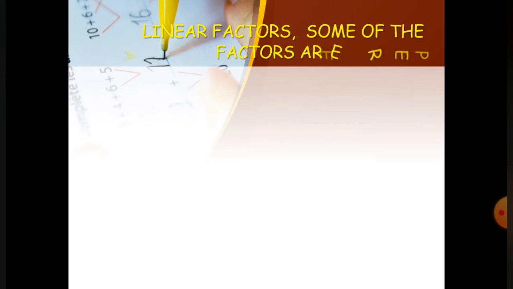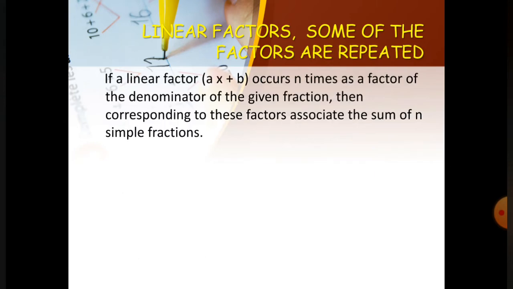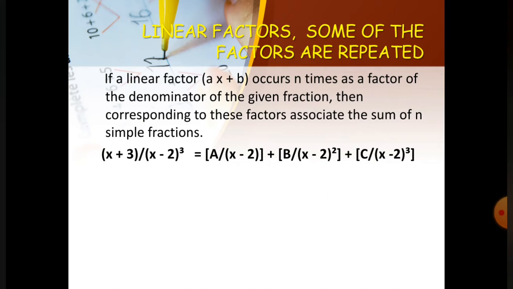Type 2. Linear factors, some of the factors are repeated. If a linear factor ax plus b occurs n times as a factor of the denominator of the given fraction, then corresponding to this factor, associate the sum of n simple fractions. x plus 3 by x minus 2 the whole cube. Here we have the denominator as x minus 2 the whole cube. The factor x minus 2 is repeated 3 times.